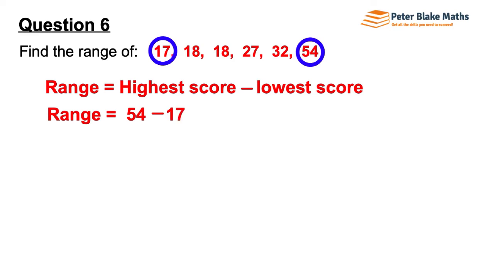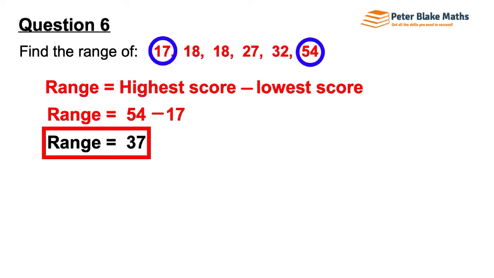So our calculation for range is to take the 54 minus the 17. That gives us a range of 37 for these scores. It helped that they were in order already.